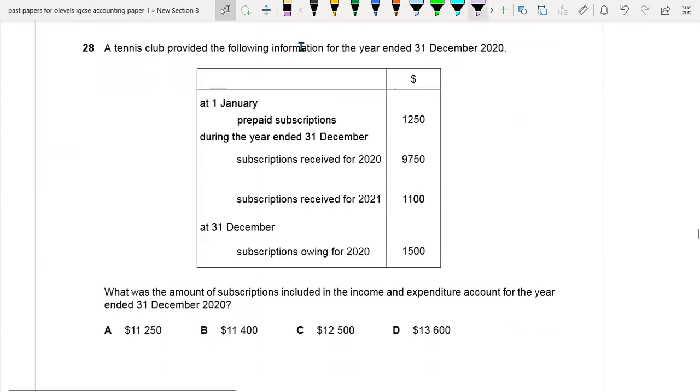Okay. So now let's see the other one. Tennis club provided the following information for the year ended 31st December 2020. Basically, let's see the requirement first. What was the amount of subscription included in the income and expenditure account for the year ended 31st December 2020?